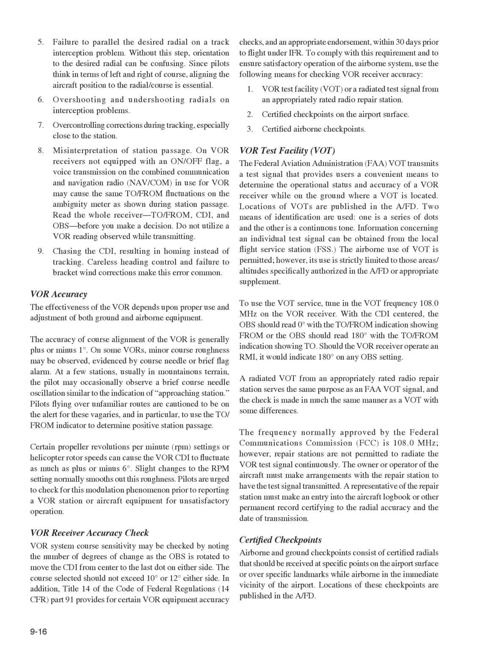The frequency normally approved by the Federal Communications Commission, FCC, is 108.0 MHz. However, repair stations are not permitted to radiate the VOR test signal continuously. The owner or operator of the aircraft must make arrangements with the repair station to have the test signal transmitted. A representative of the repair station must make an entry into the aircraft logbook or other permanent record certifying the radial accuracy and the date of transmission.